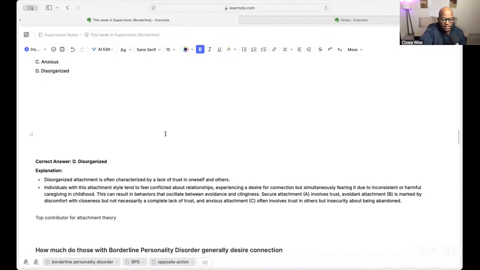Now, when I look at the DSM, there are about nine different categories of symptoms for borderline personality disorder. You only need to meet the criteria for five of those nine. Forgive me if I'm miscounting, right? And I'm going to show you how to get all nine in your head without stroking out, right?